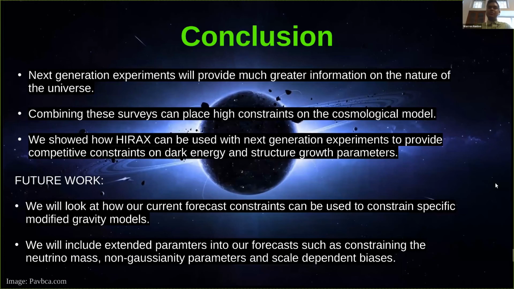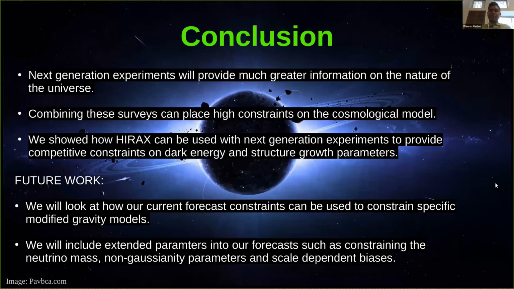So I guess to conclude, next generation experiments will provide much greater information on the nature of the universe, and we can combine these surveys to place even higher constraints on the cosmological model. We showed how HIRAX can be used with next generation experiments, specifically CMB lensing, to put competitive constraints on dark energy and structure growth parameters.